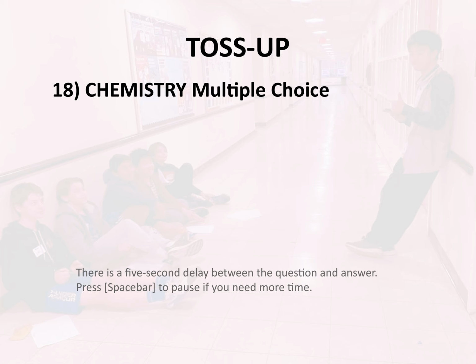Toss-up 18. Chemistry. Multiple choice. Drift and diffusion both describe the movement of particles. Which of the following is an example of drift? W. Random thermal motion of holes. X. Atoms moving from areas of high concentration to areas of low concentration. Y. Electrons moving to the anode. Z. Dopants moving into a semiconductor.